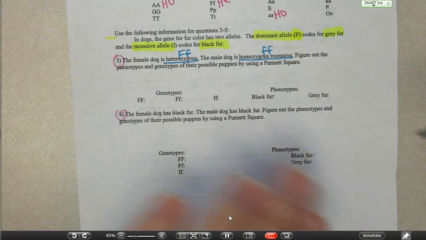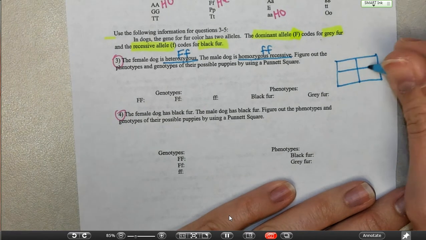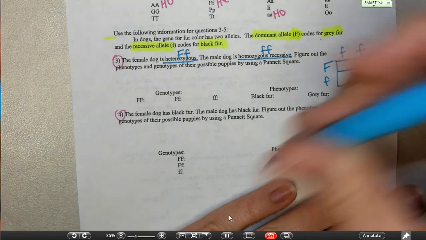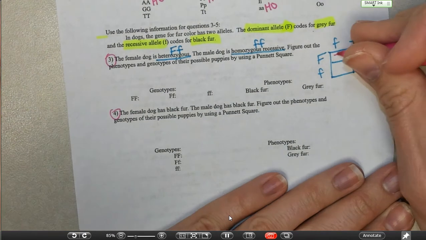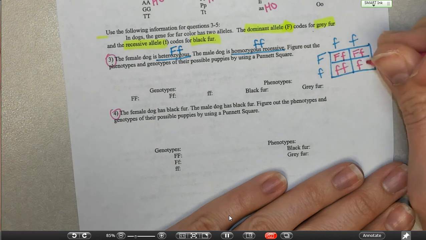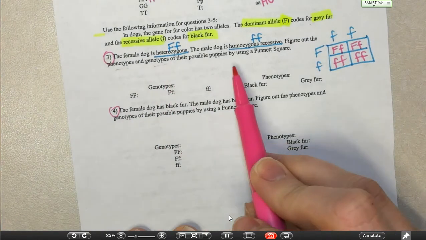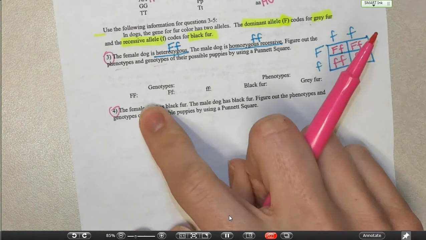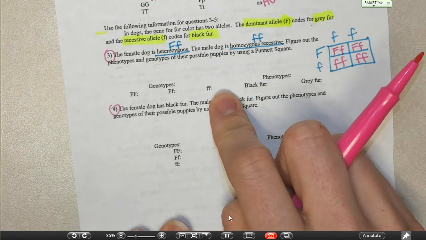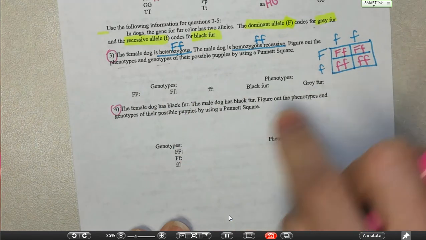It says, okay, let's cross them and see what their babies would be, basically. So if I make my Punnett square, typically the male goes on top, the female goes on this side, and then we do the cross. So we would have big F, little f, big F, little f, little, little, little, little. And then it's asking, figure out the phenotypes and genotypes for the possible puppies using the square. So our genotypes over here, again, you're going to look for to either basically make a ratio or even a percent, a fraction. You might be asked to do all of those as we progress through this unit.